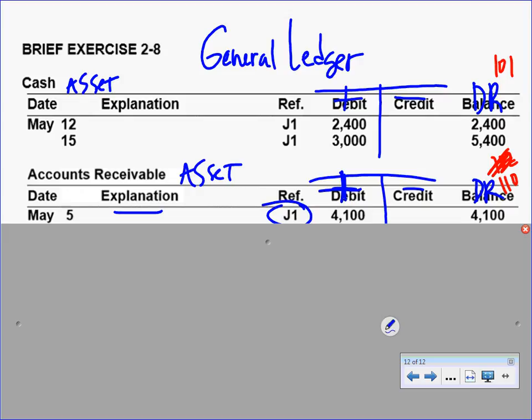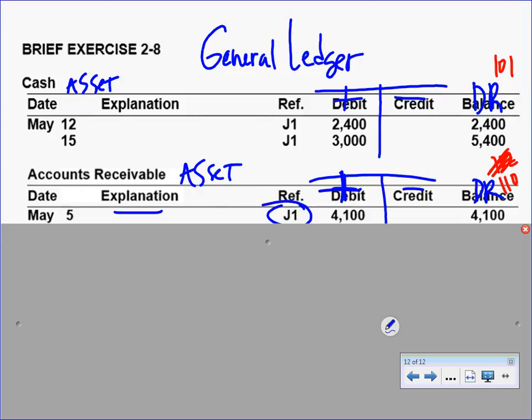We wouldn't be done. We'd take that 110, if this was a workbook page, and we'd go write it back under the journal post reference column. Okay, you'll see that process happen more tomorrow. I don't necessarily want you writing in your book.